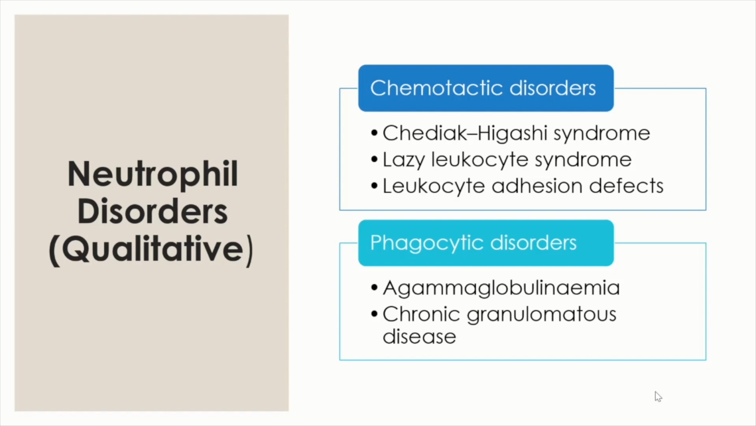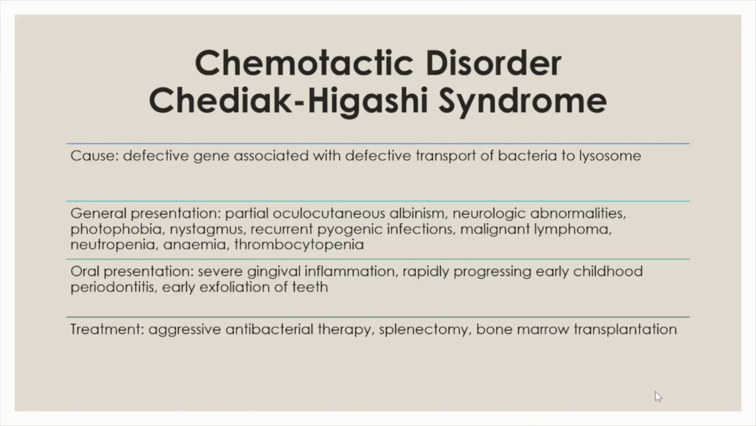So for the chemotactic disorders, the examples are the Chediak-Higashi syndrome, lazy leukocyte syndrome, and leukocyte adhesion defects. For the phagocytic disorders, the examples are agammaglobulinemia and chronic granulomatous disease. So the first example of chemotactic disorders is the Chediak-Higashi syndrome.